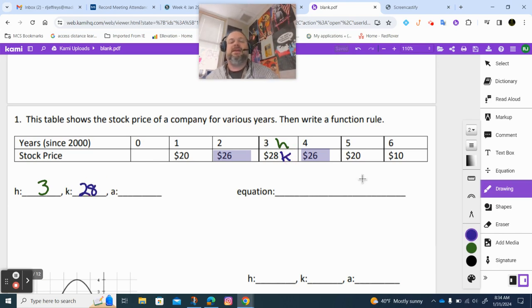Now, it just so happens that it's the same type of problem where to find our a, we actually end up with the same value. If we have $28 and something happens and we have $26, what just happened? We subtracted 2, so a is minus 2.